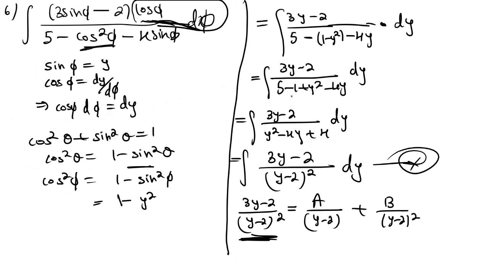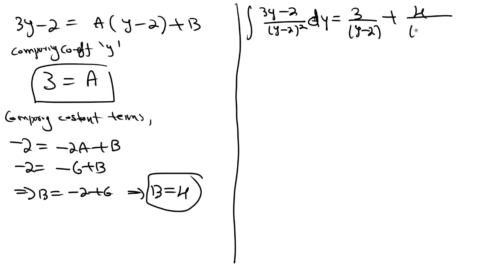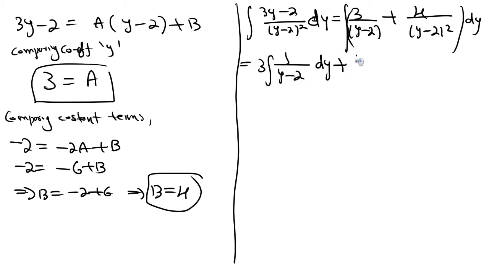Equation star is, see, the integration of 3y minus 2 divided by y minus 2 whole square into dy is equal to, what is a value? 3 divided by y minus 2 plus 4 divided by y minus 2 whole square, integration is there, into dy. Okay, now integrate separately. It is equal to 3 outside, 3 into the integration of 1 by y minus 2 into dy plus 4 into the integration of 1 by y minus 2 whole square into dy.